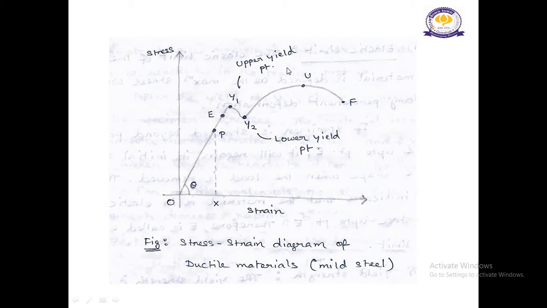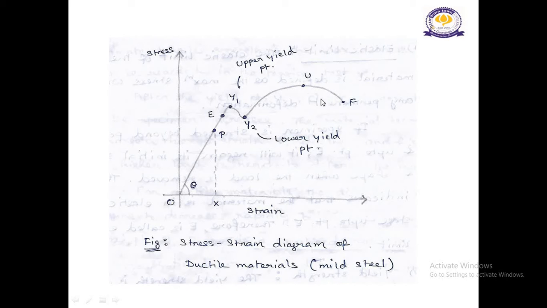In the case of mild steel, it is observed that there is a small reduction in load and the curve drops down to point Y2, which is the lower yield point, immediately after yielding starts. The points Y1 and Y2 are called, as I have already mentioned, the upper yield point and lower yield point respectively. Next, after the yield point Y2, plastic deformation of the specimen increases.